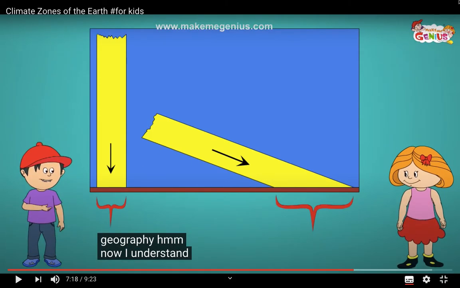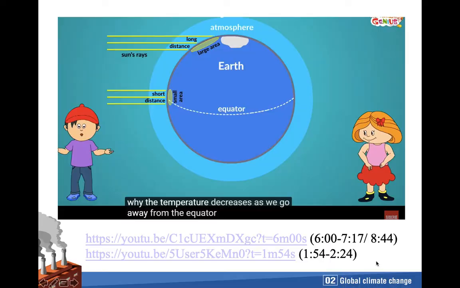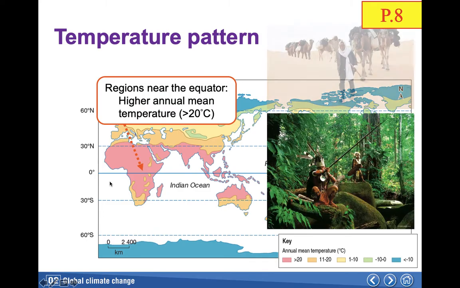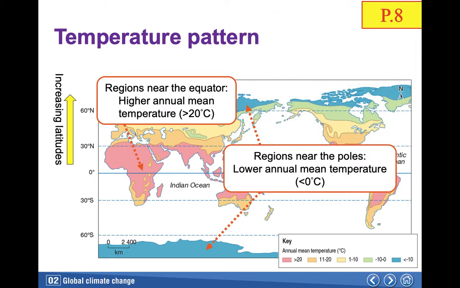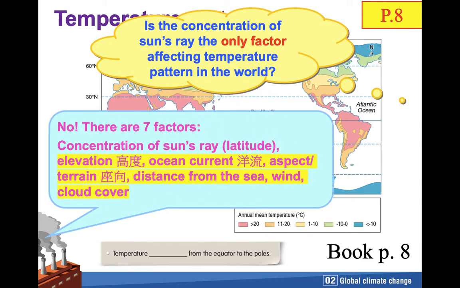Okay, so I think now you also understand why the places near the equator get a higher temperature, while the places near the pole area get a lower temperature. Okay, so remember it's not only about the latitude. That means it's not only about the concentration of the sun ray, but other factors, such as the elevation, the ocean current, the terrain, distance from the sea, the wind or the cloud cover also matter for the temperature.